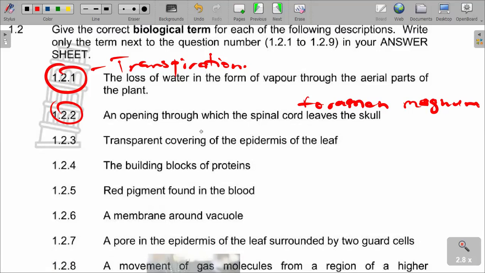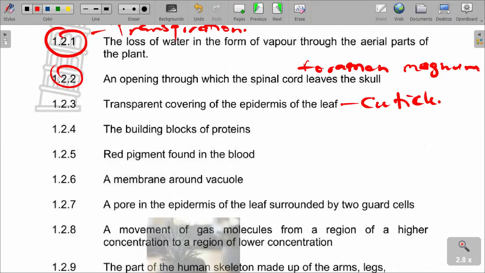The transparent covering of the epidermis of the leaf is called the cuticle. If you can remember very well and refer to the structure of the leaf, the cuticle is the transparent covering of the leaf.